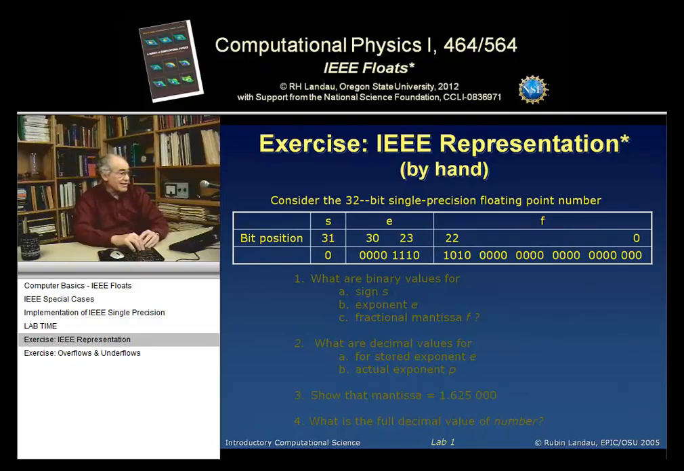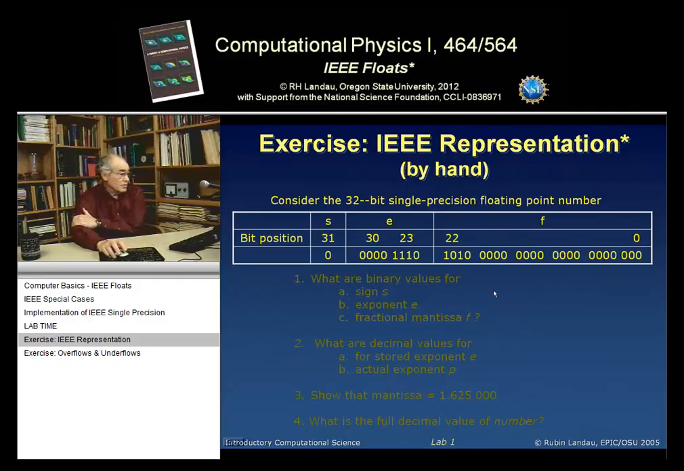So here I give you a 32-bit single precision floating point number. That's a lot of words. What does it mean? 32-bit means that's how many bits the computer's using. Single precision means it's single precision because all 32 bits, well, they could be integers. So it's a 32-bit floating point number. And floating point number means that the exponent and the mantissa are stored separately.